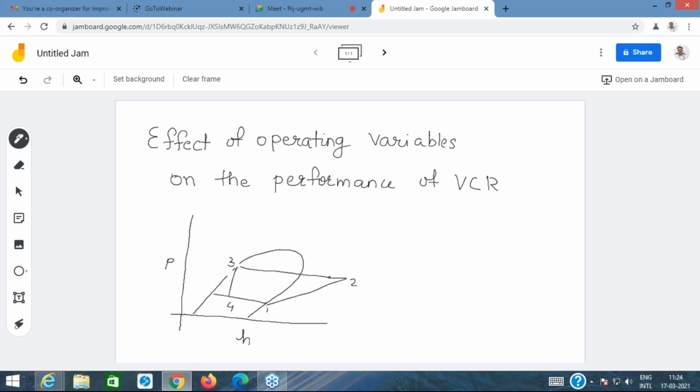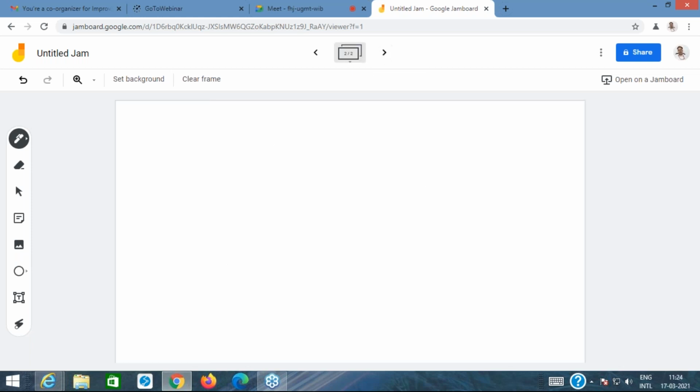So 1 to 2, just assume that it is isentropic. 2 to 3 is a constant pressure process. So this has to be horizontal actually. 3 to 4 is isenthalpic, H is equal to C, and 4 to 1 is the constant pressure process, P is equal to C. So now this is the simple saturation cycle.